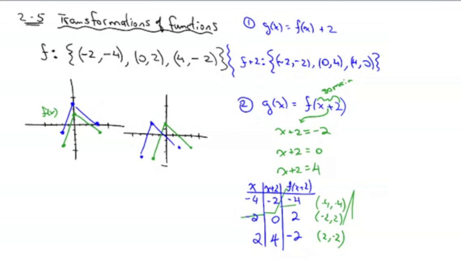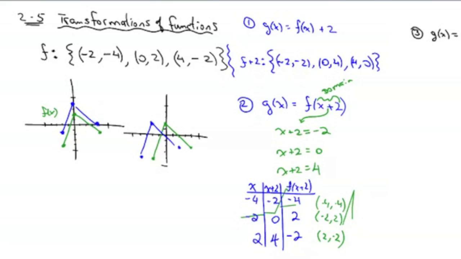I'll do it in black. 3. What happens if I take g of x and I multiply f by a negative? What happens to the graph? Am I affecting the range or am I affecting the domain? Say it out loud. Feel confident. Range. It's on the outside.